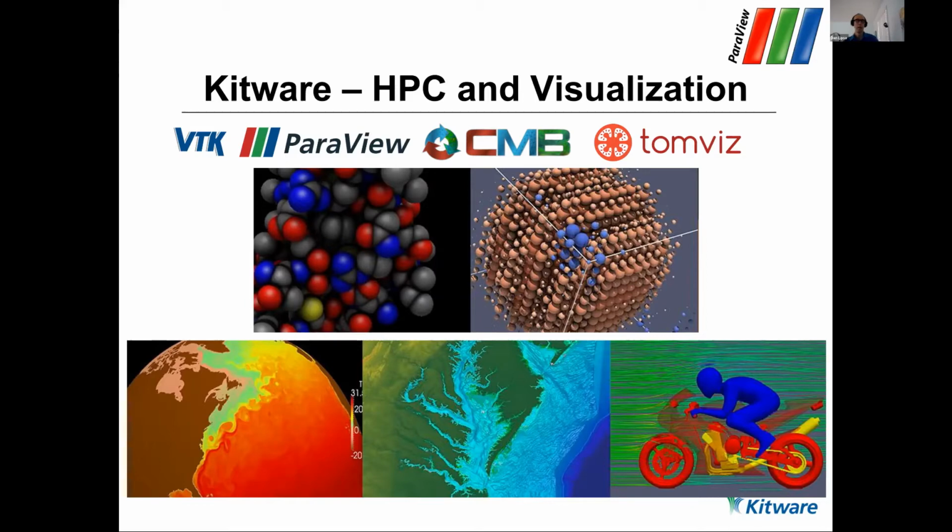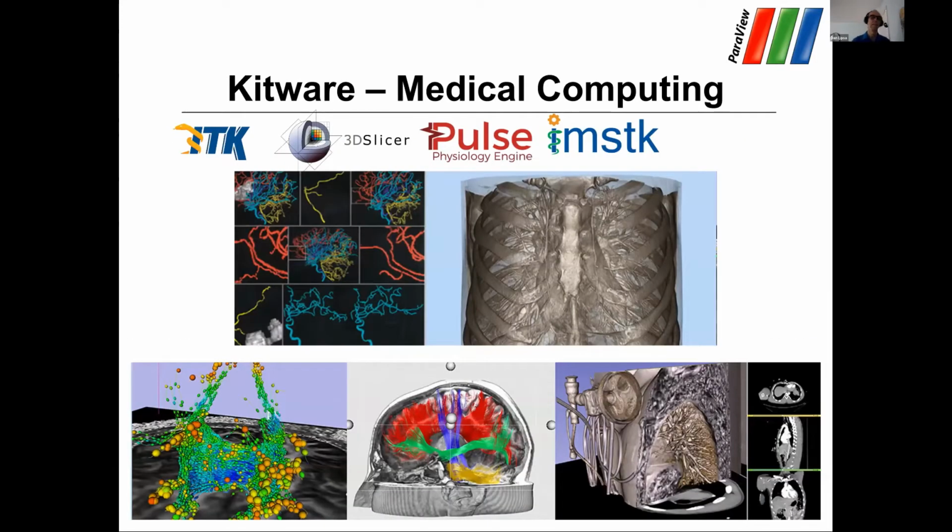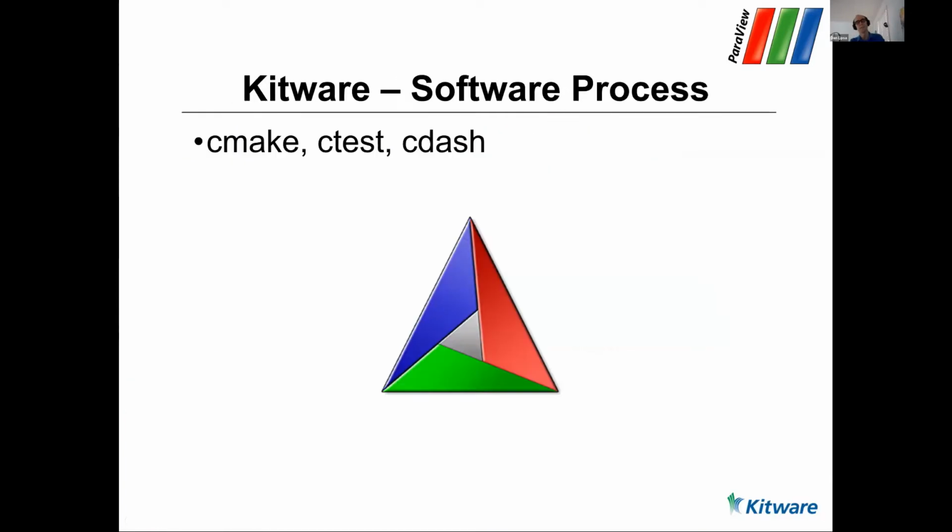Medical computing builds visualization applications for the medical field. ITK is a known library for segmentation of images, features in images. 3D Slicer is a medical visualization application similar to ParaView. And we have additional applications and libraries in the medical field. And the last one is the software process group. In this group, we build CMake. That's one of the most popular build tools for C++, along with CTest and CDash.